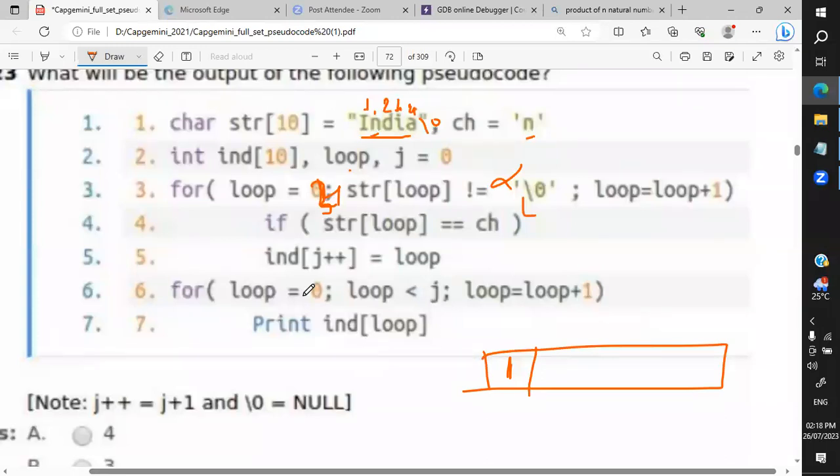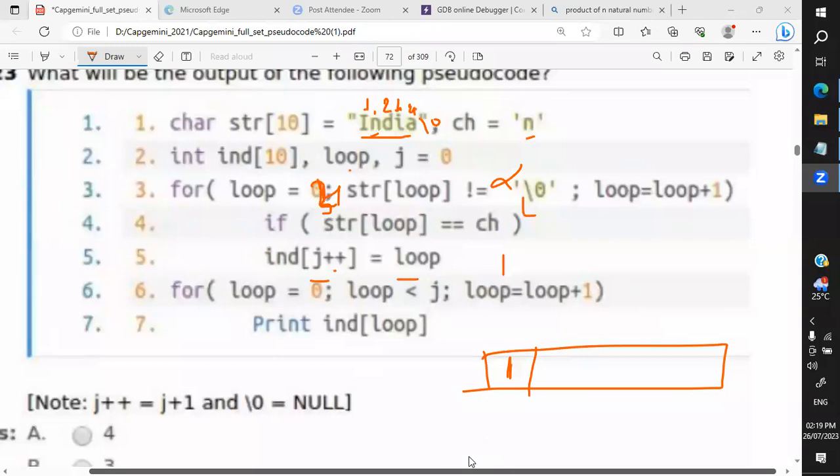Print IND of loop. Loop is running for multiple times, j times. J is what? Only one bit. We added a value at 0th index and j was made as 1. We are printing only one time. 0 less than 1, it prints IND of 0. IND of 0 is what? That's it. After that, nothing else. Actually, what is it doing? It is trying to print the values at which n is existing. In the string, wherever n is there, all those indexes would get printed.